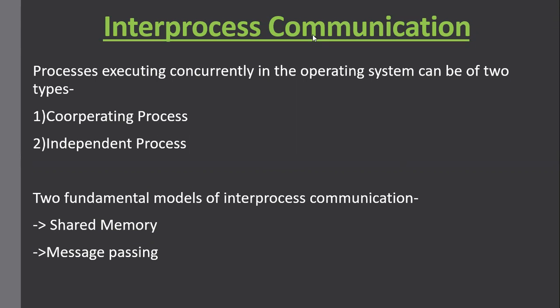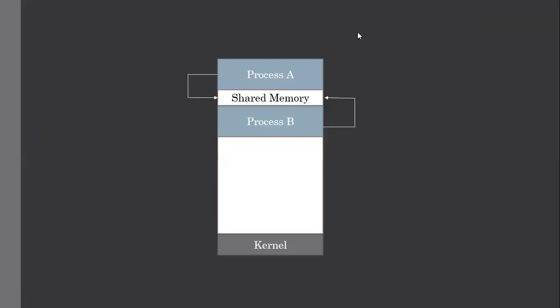Now if two processes want to communicate, then there are two fundamental models of inter-process communication: shared memory and message passing. As we can imply from the name itself, shared memory means a region of memory is shared between the two processes. A region of shared memory is established, and then the two processes can read and write from this shared memory region, and hence they can communicate using it.